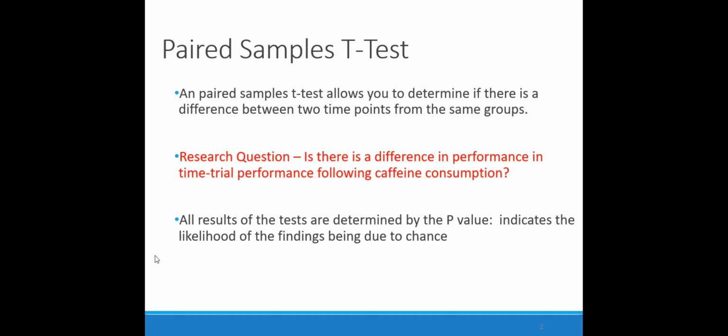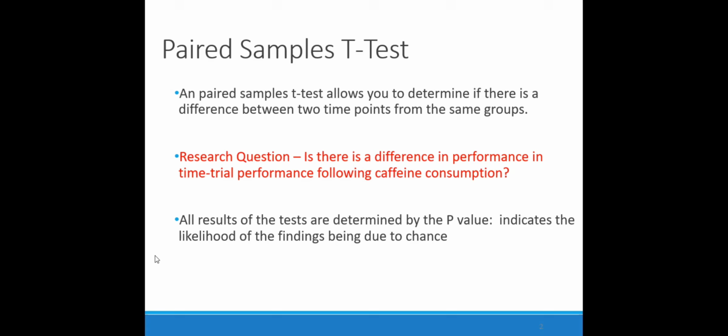So we could ask a research question that maybe we're interested in looking at the effect of caffeine on exercise time trial performance, and we have our group of participants, we have them complete the time trial on a placebo, and then we have them conduct that same time trial on a different day but following caffeine. A paired samples t-test would then be the appropriate test to use.